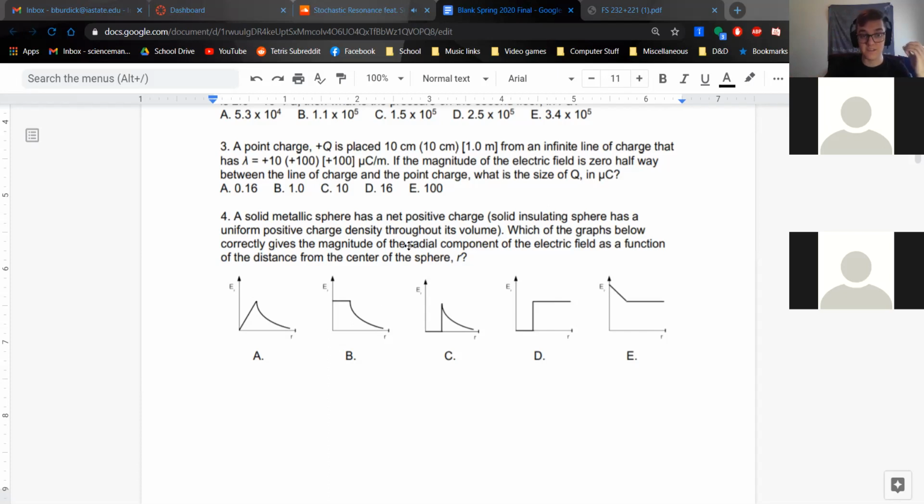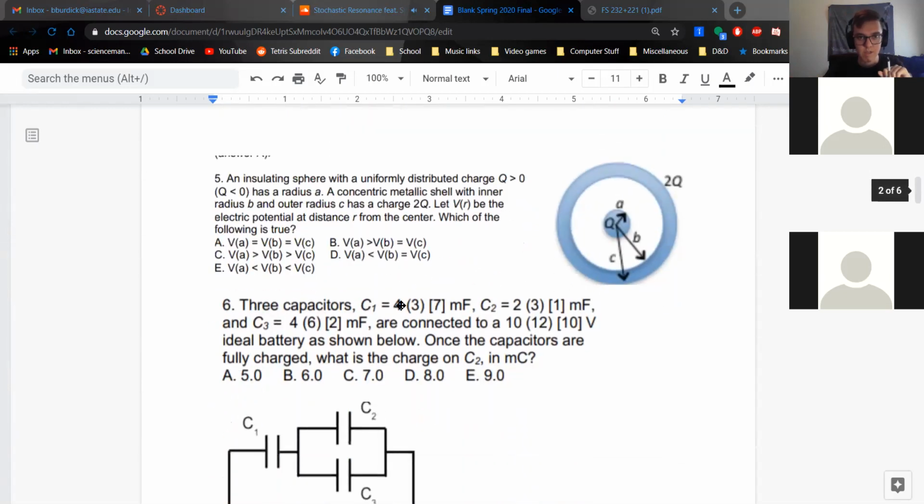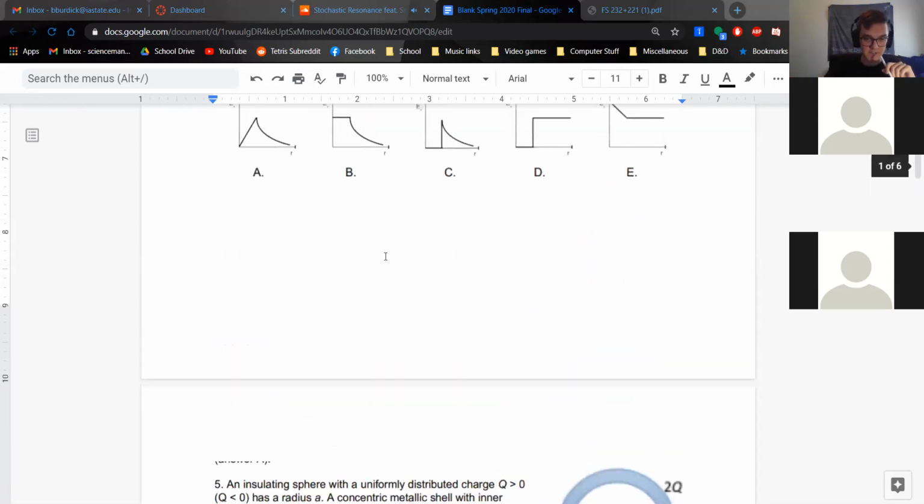And if it was insulating, then A would be correct, because it would depend on how the charge is distributed, but usually in insulators, charge is distributed uniformly, and then you'd be constantly increasing charge. So C is the correct answer there.